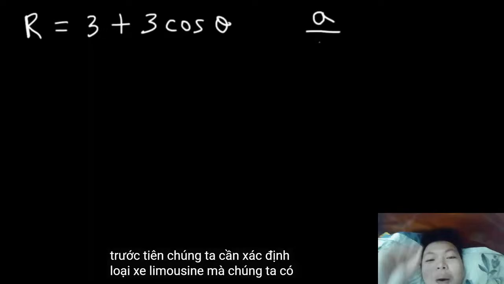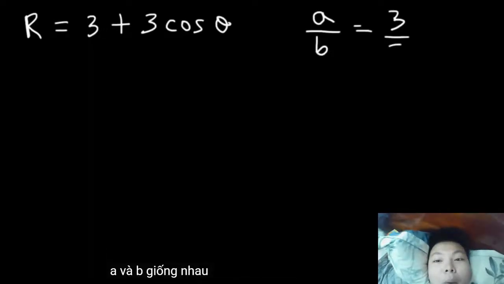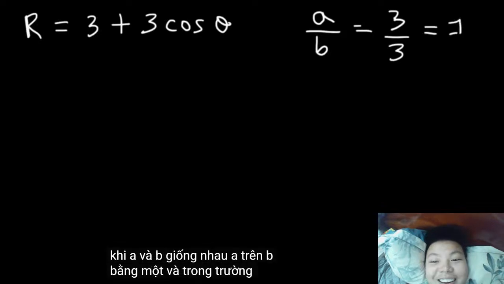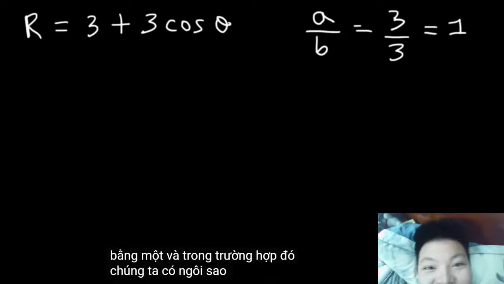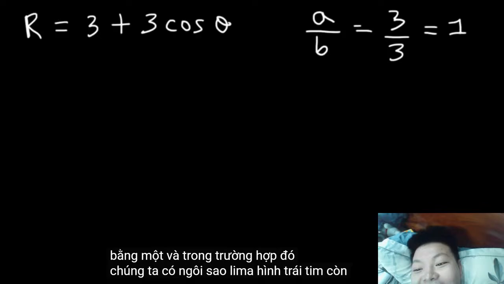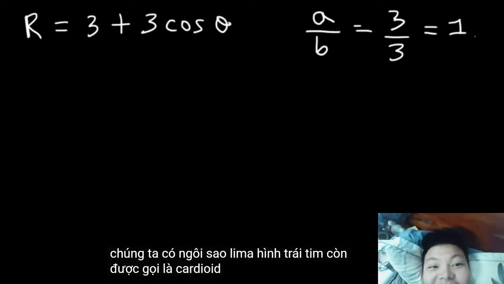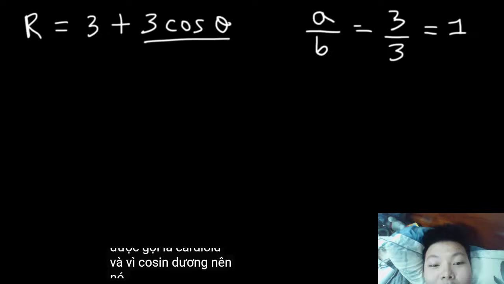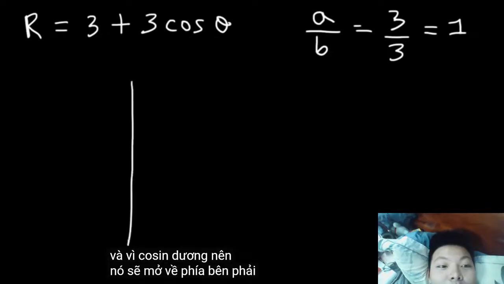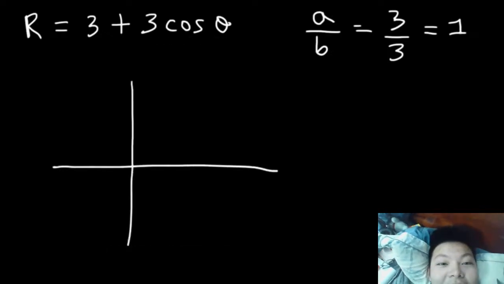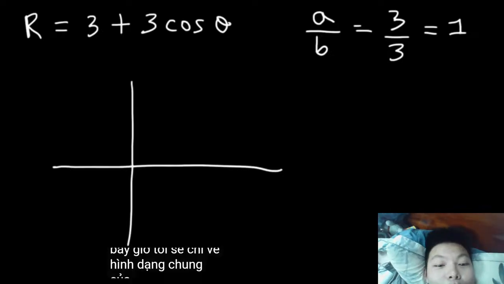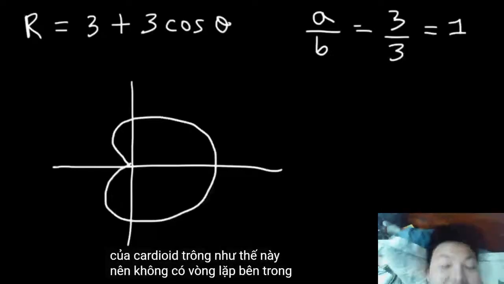A and B are the same. When A and B are the same, A over B is equal to 1. And in that situation, we have the heart-shaped limacon, also known as the cardioid. And because cosine is positive, it's going to open towards the right. Now I'm just going to draw the general shape of the cardioid, which looks like this. So there is no inner loop.